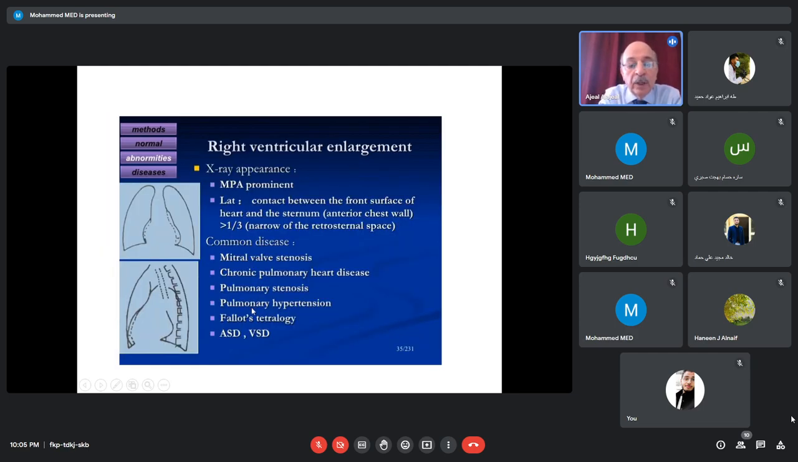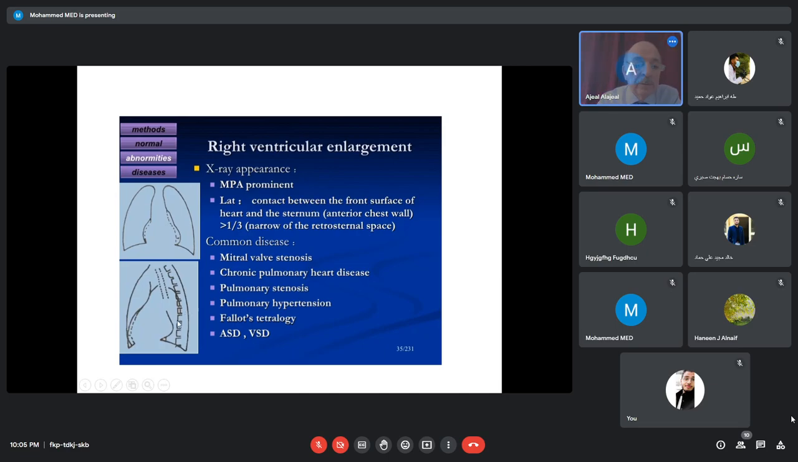This is right ventricular enlargement. The main pulmonary artery is prominent. Here are common causes of right ventricular enlargement. You know them: mitral valve stenosis, chronic pulmonary heart disease, pulmonary stenosis, pulmonary hypertension, tetralogy of Fallot, ASD, VSD. I'll show you some examples of these. But right ventricular enlargement is usually better seen on a lateral X-ray of the heart, as you see, the lower one on the left side of the film.